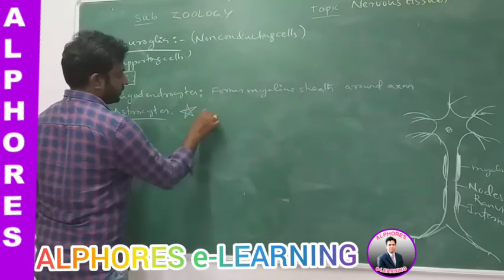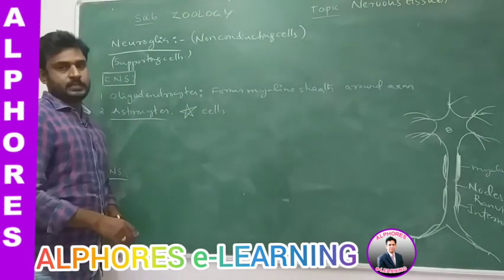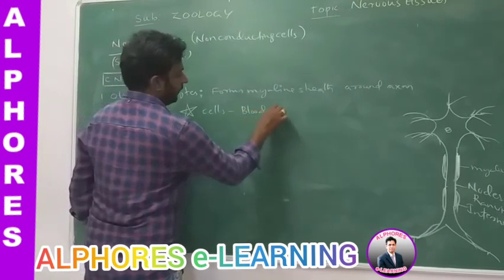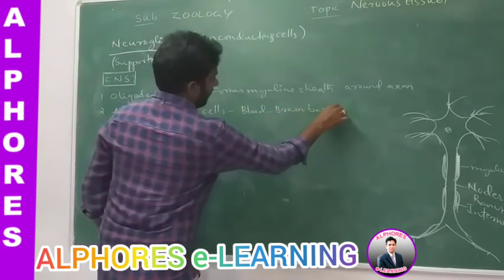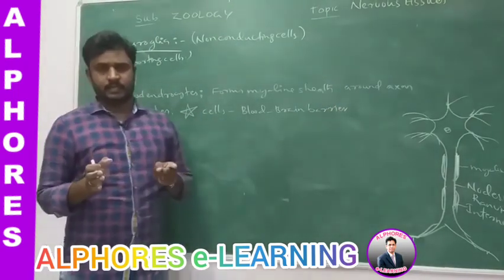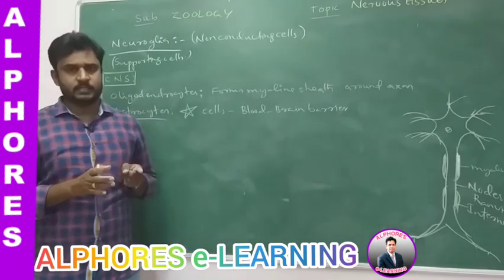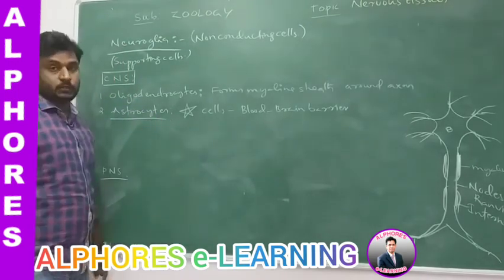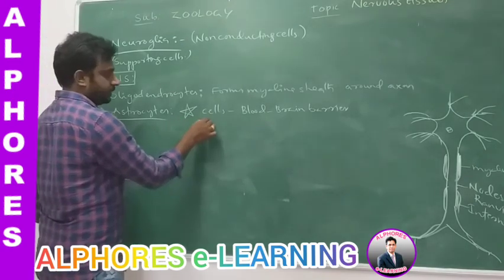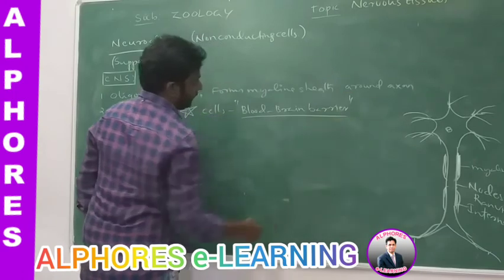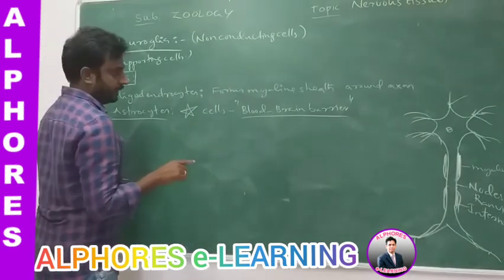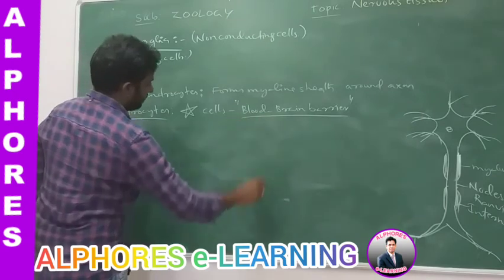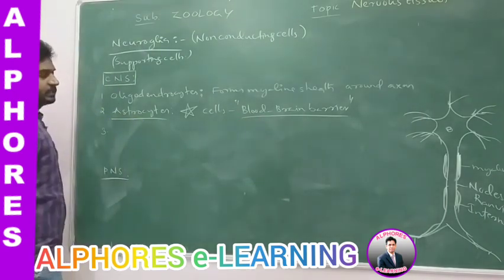The second type of cells are astrocytes. Astrocytes are star-shaped cells. They look like stars. They form the blood-brain barrier, which connects the blood vascular system with the brain. The nervous system and circulatory system are both connected by these cells. Brain means nervous system, so the blood vascular system is connected with the nervous system with the help of these cells, which are called astrocytes.